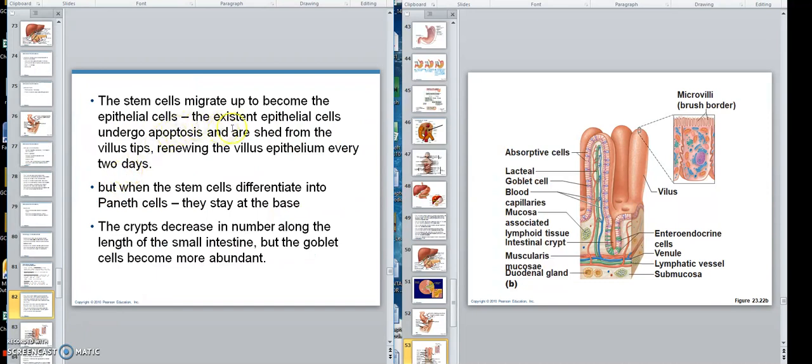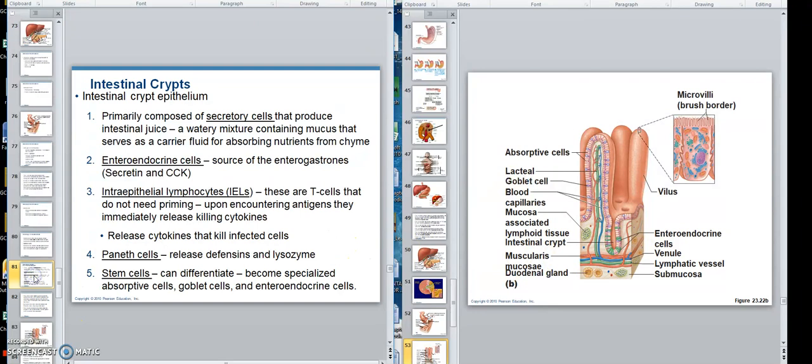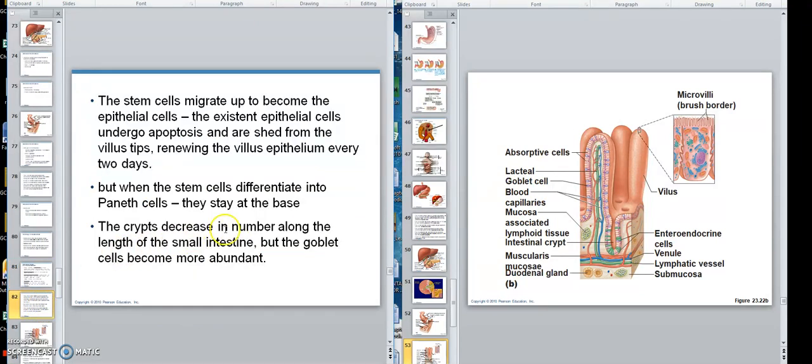The stem cells migrate up to become the epithelial cells. See, they're down here. They migrate up. The existing epithelium undergo apoptosis and are shed from the villus tips. But when the stem cells differentiate into the Paneth cells, they stay at the base. The Paneth cells, again, they're immune, right? See, here's the Paneth. Release defensins and lysozyme. They don't move up. The crypts decrease in number along the length of the small intestine as you get closer to the end.